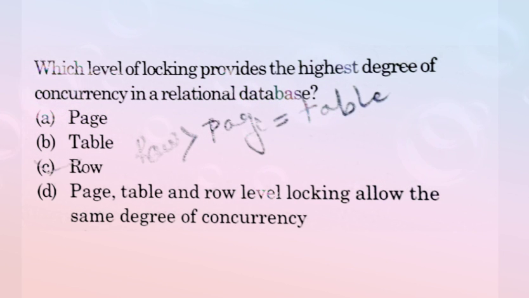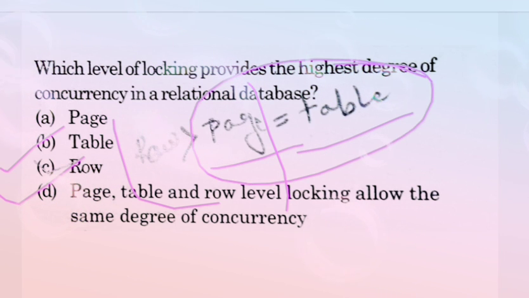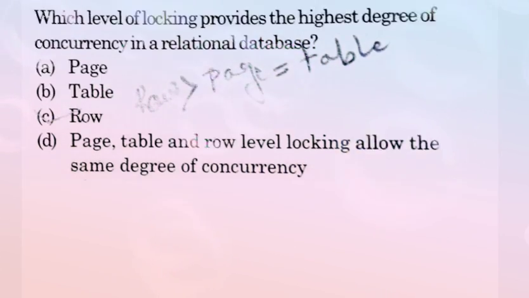There are four options. Option A, page; option B, table; option C, row; option D, page, table and row level locking all give the same degree of concurrency. So we say that option C is correct. Why? Because the row level has the greater and highest degree of concurrency compared with page and table, while the degree of concurrency for page and table is equal. So option C is the correct answer.